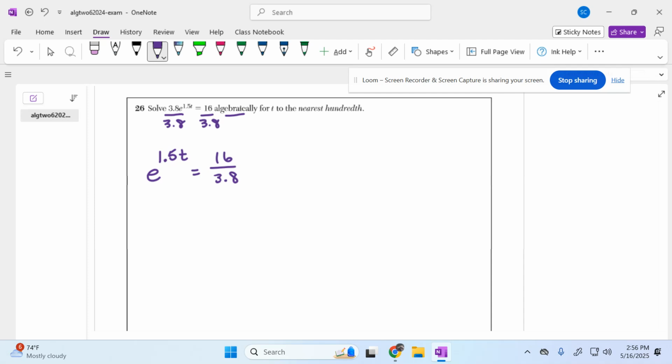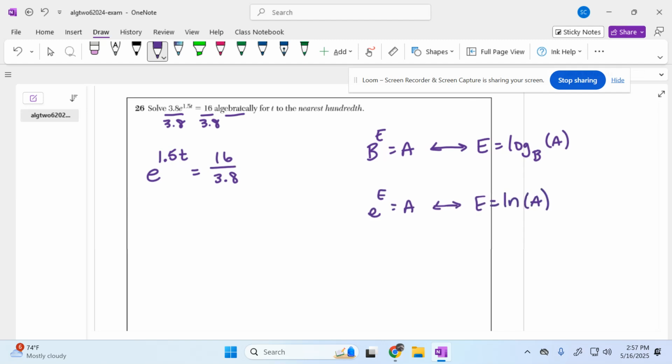If you remember, when we have a base with an exponent that is always equal to an answer, we can use logs to solve for the exponent by saying log of base b of whatever that answer is. Now, when the base is e, so we have e to an exponent equals an answer, that exponent is equal to just the natural log of the answer, because logs with base e are natural logs. So I can rewrite this as the exponent, 1.5t, is equal to the natural log of 16 over 3.8.